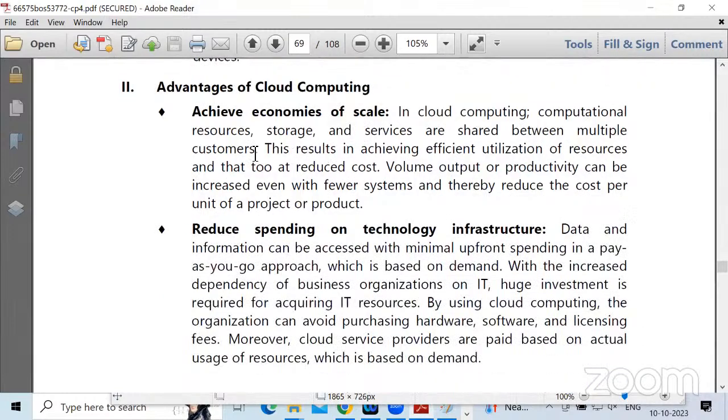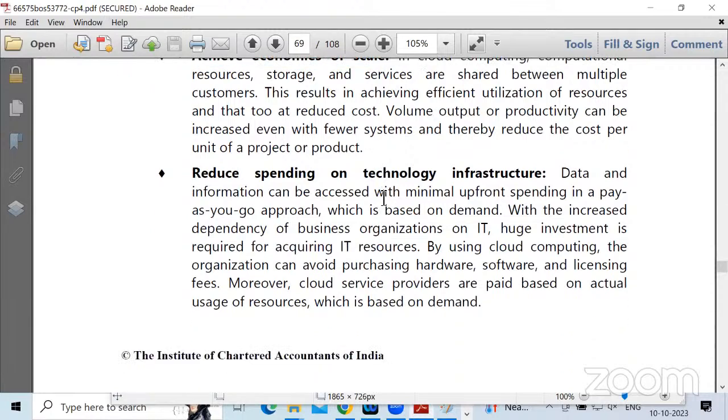Then, advantages. Achieve economies of scale. You need not invest in infrastructure. If you want to install an information system for your organization, you have to invest, let's say, 1 crore in infrastructure, 50 lakhs in software, 50 lakhs in database. Like that, you have to invest a huge amount of money. Instead of that, if you go to cloud computing services, within just 1 lakh rupees per annum, they will be able to provide similar kinds of services.